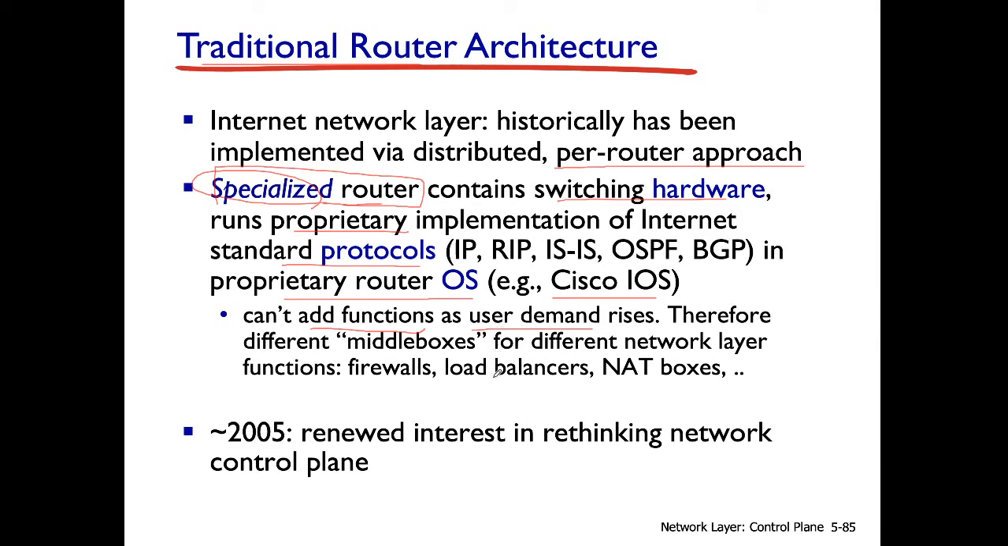As a result, we have lots of network equipment manufacturers out there making different physical boxes, each performing some sort of network layer functionality, such as firewalls, NAT boxes, and, quite popular these days, especially for data centers or service providers, load balancers. So this continues on until about 2005, 2006.